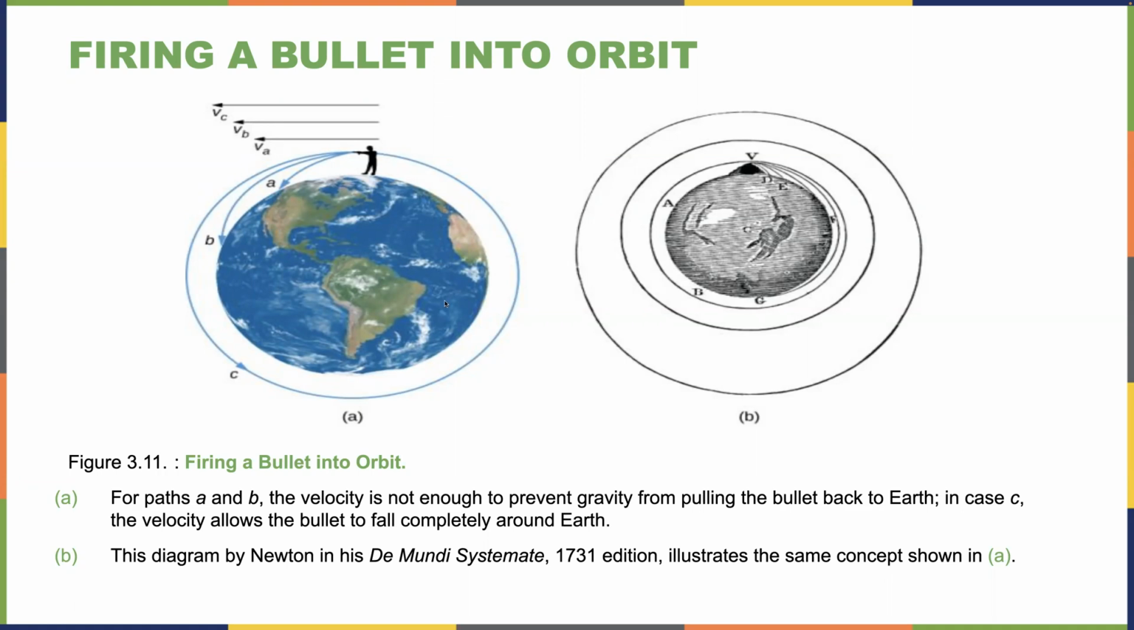And if you give a certain amount of velocity that is a little bit greater than VB, then there may be enough speed for that particular bullet to go around the Earth, right? And this is pretty much similar to what happens to these low Earth orbit satellites, right?